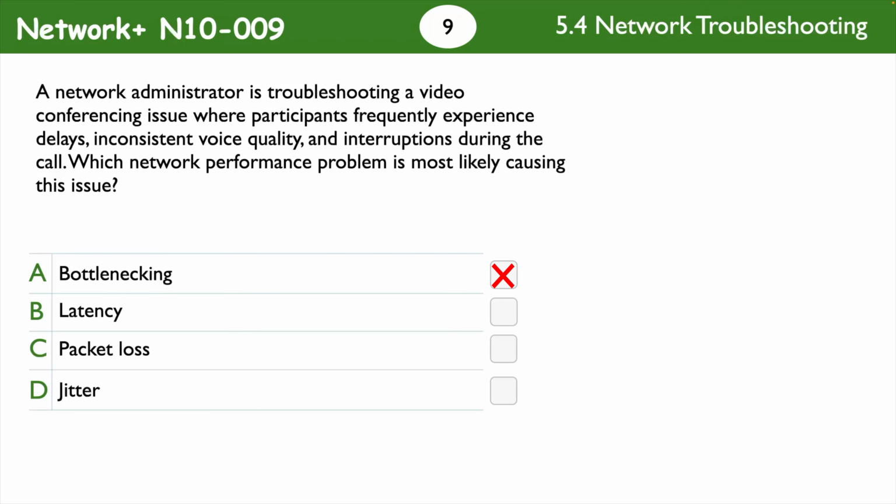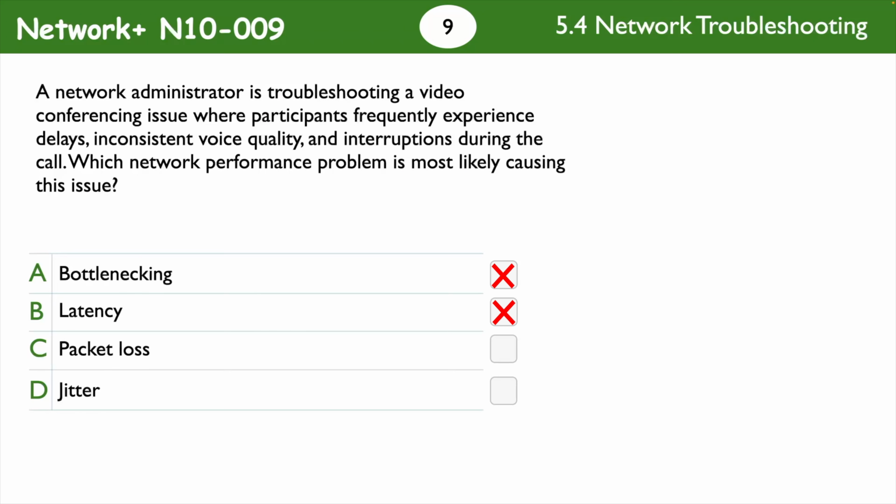We can then rule out B, latency, and that is going to be referring to the delay in transmitting packets across the network. High latency can cause noticeable delays in communication, but does not typically result in inconsistent quality or interruptions. And that's going to leave us with C, packet loss, or D, jitter. Both of these possible answers actually have very similar symptoms, but there's one key phrase that gives you the answer, and that's going to be inconsistent voice quality.